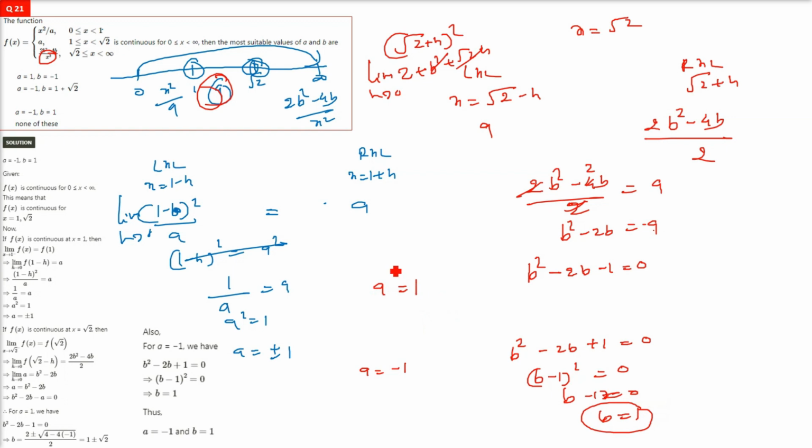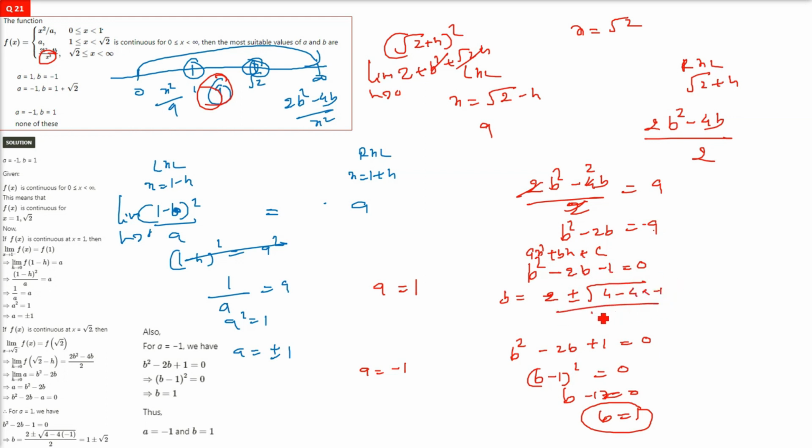Now coming to a equals 1, you have to solve this equation, and that will not be solved by factorization. You have to solve it using the Sridhar formula. So x equals minus b plus minus under root b square minus 4ac by 2a, that you have to do. So just equate it with ax square plus bx plus c.